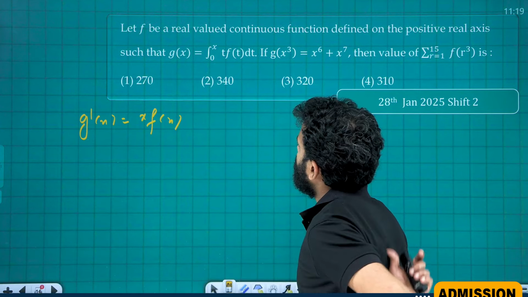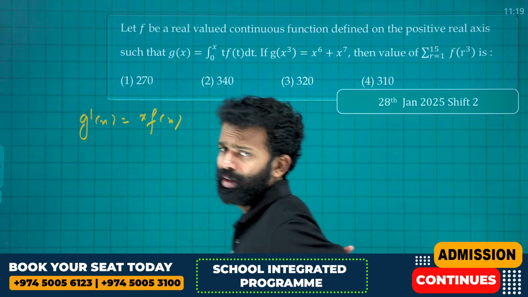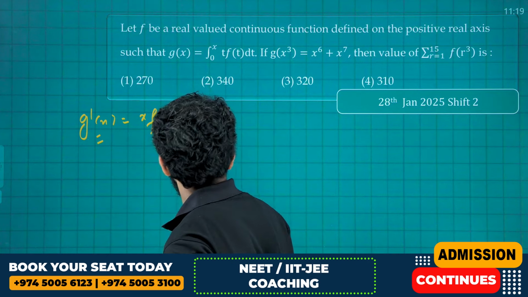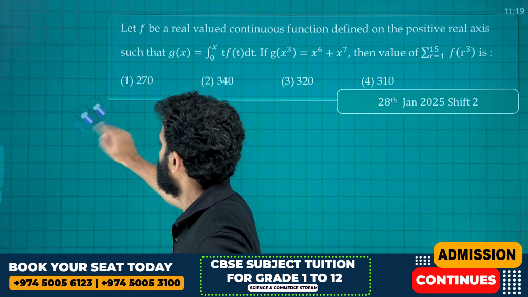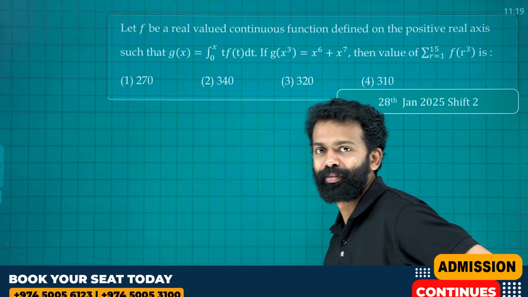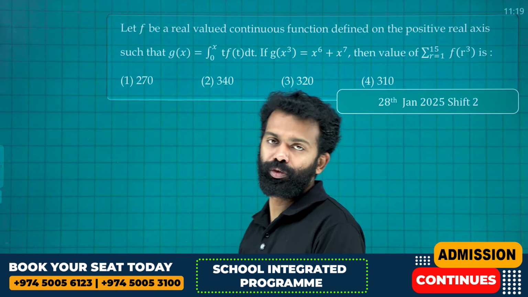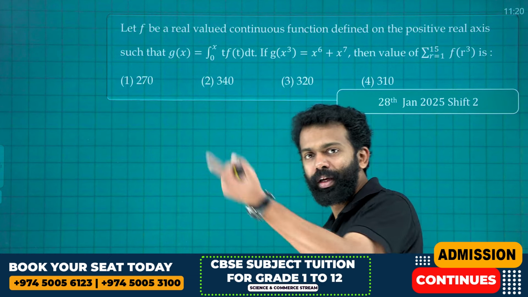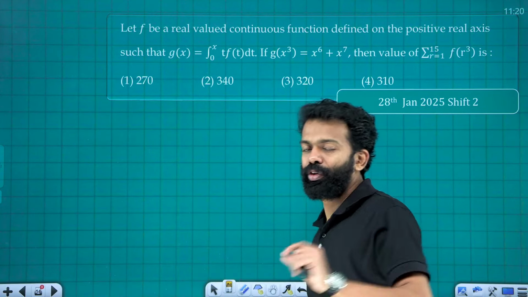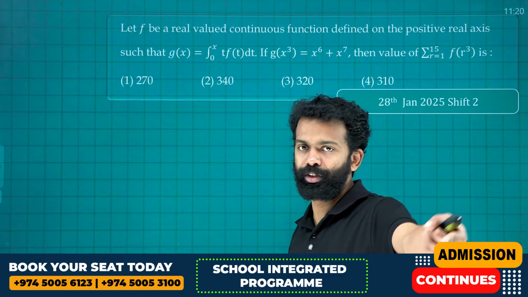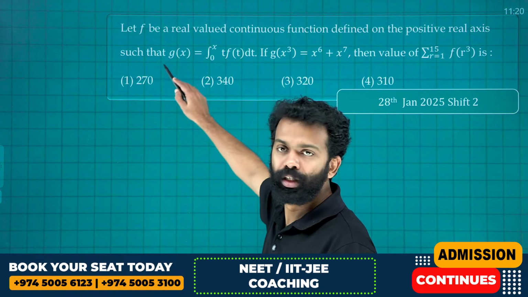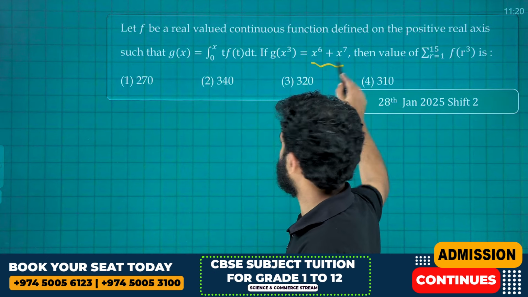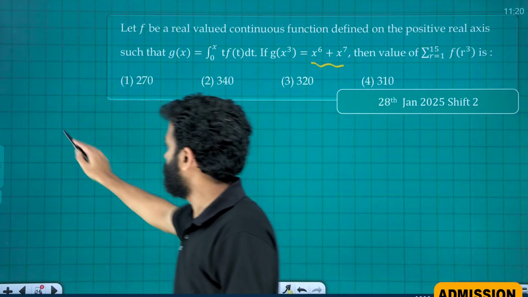I think what we can do here is eliminate g of x. That will be better. You tell me, what should we do to eliminate g of x from here? It's an equation, right? Therefore, whatever we substitute in the left hand side should be done in the right hand side as well. So substitute x is equal to x cube in the left hand side. This becomes g of x cube, and this becomes x cube. And what is g of x cube? x raised to 6 plus x raised to 7.